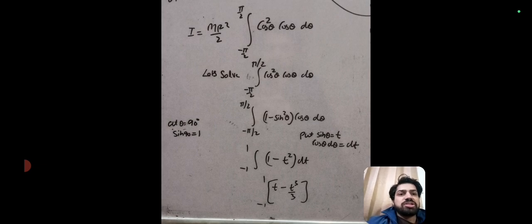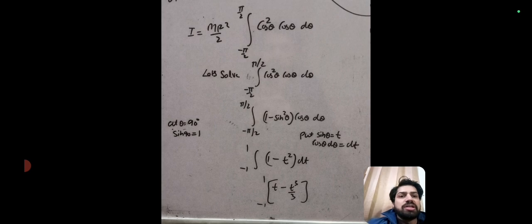For integration, split cos cube theta into two parts, cos square theta into cos theta, and again split cos square theta into 1 minus sin square theta, times cos theta d theta. Now put sin theta equal to t, so that you get the differentiation cos theta d theta, which can be replaced with dt.